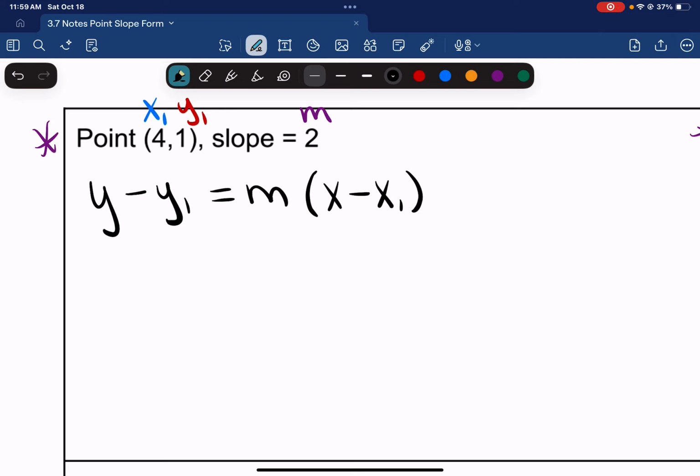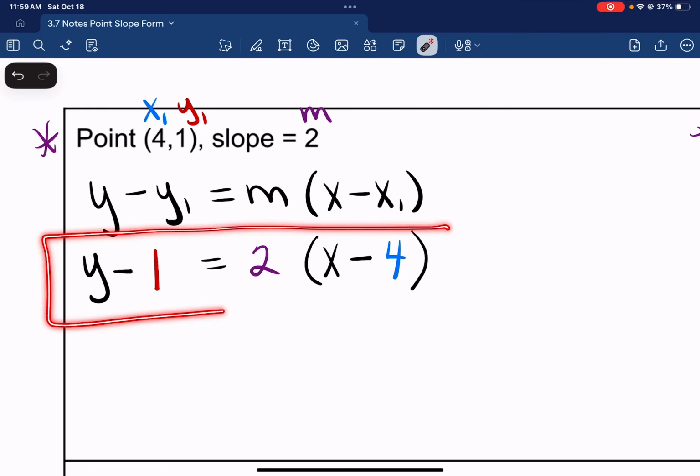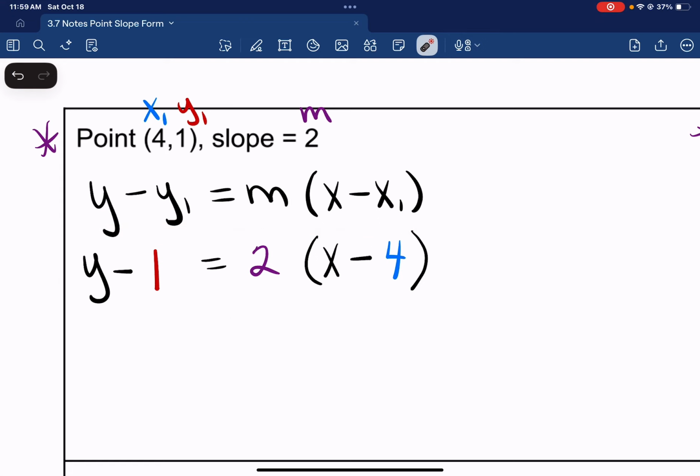Okay, so let's substitute in our values. I start with y minus, and then my y1 value is 1. So y minus 1 equals, and then our slope is a positive 2, and then we have parentheses, x minus, and then our x1 value is a 4. Okay, so we are subtracting our x value and our y value. All right, and that's it. That's literally point-slope form. That's all we've got to do. You can go ahead and leave your answer just like this, or you can simplify it into slope-intercept form, and we'll do that in a later video.